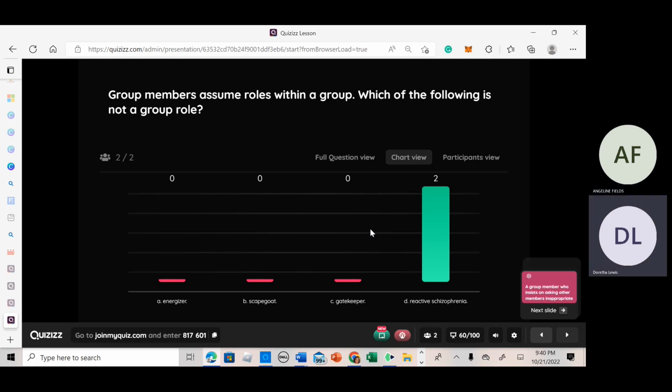Yep, I agree. And also, if someone's reactive and they have schizophrenia, that means that they're having symptoms. So a person who's actively having symptoms would not benefit from group counseling as well.